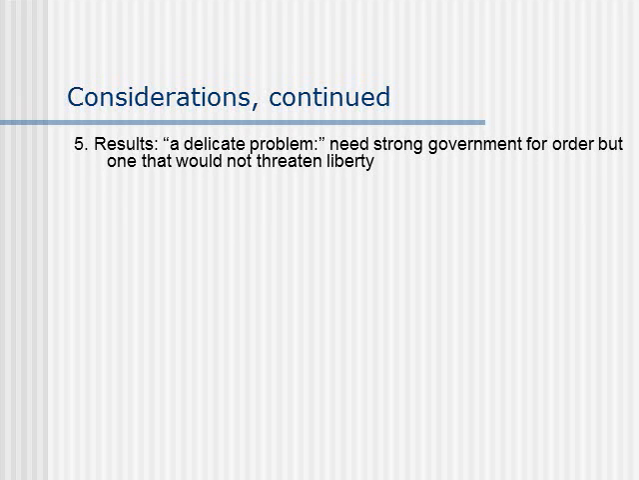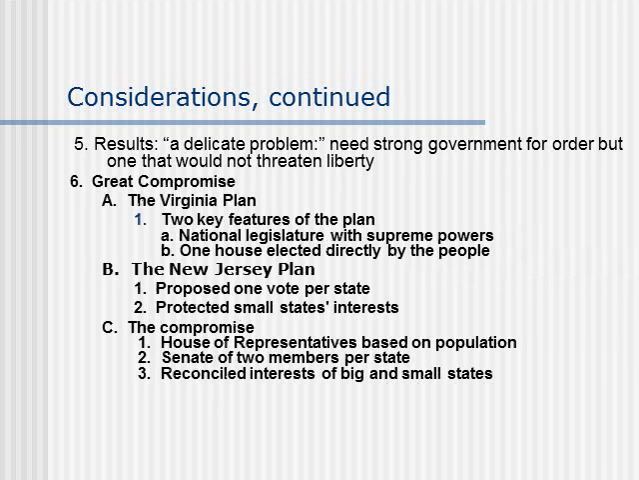So the results: a delicate problem. They needed a strong government for order, but one that would not threaten liberty. So they came up with the Great Compromise. Originally, there were two plans that were seriously considered: the Virginia plan, which favored large states, and the New Jersey plan, which favored small states.